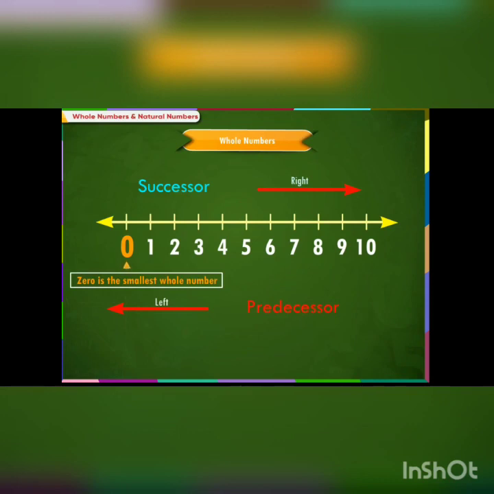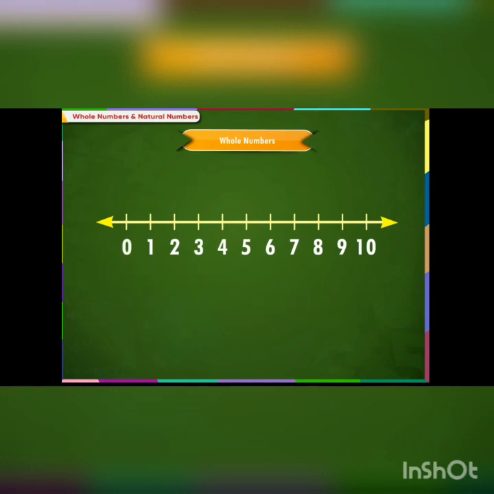0 is the smallest whole number. Each and every whole number has a successor, starting from 0. For example, 1 is the successor of 0. 9 is the successor of 8. The value of a whole number increases as we go from left to right in a number line, and the value of whole numbers decreases as we go from right to left.